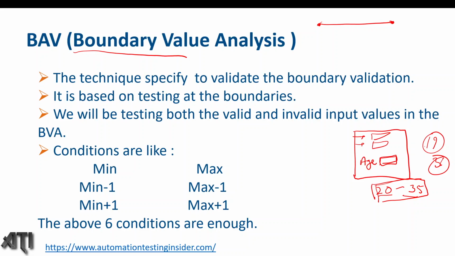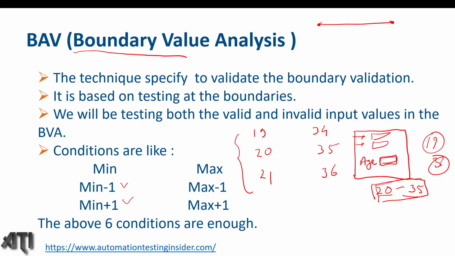Now how do you derive the test cases using boundary value analysis? Our minimum value is 20 and maximum is 35, correct? And we have the condition minimum -1. What is minimum -1? 20 -1, that is 19. Minimum +1 is 21. How about the maximum side? Maximum -1 is 34. Maximum +1 is 36. So these are the 6 test cases, guys. From here we derive the 6 test cases.